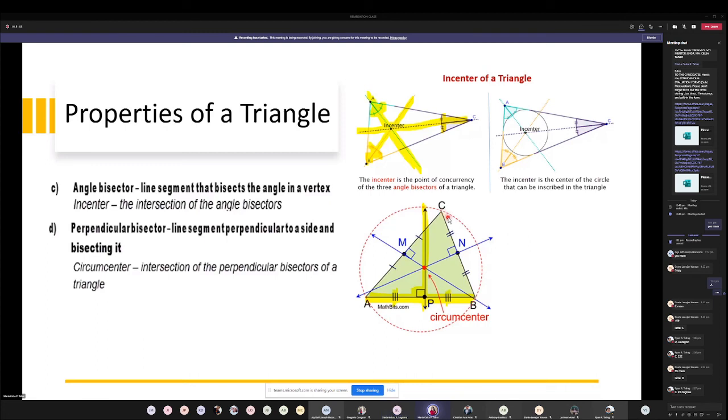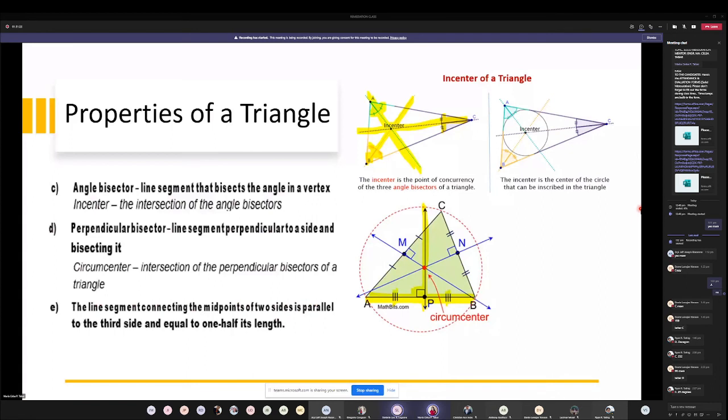The circle has three common points with the triangle. So this point, point B, and point A. We can use these properties in solving problems on triangles and even for circles, if they are combined.